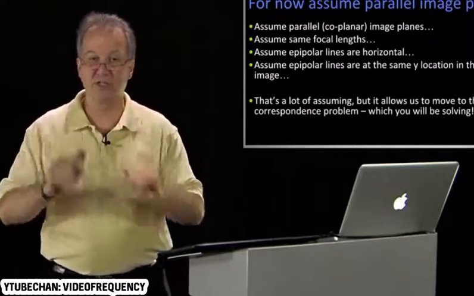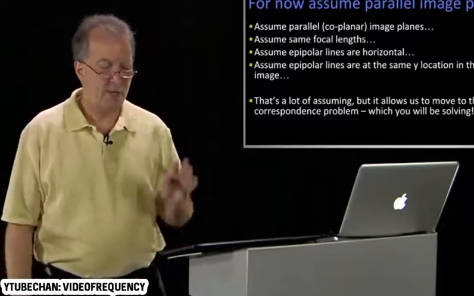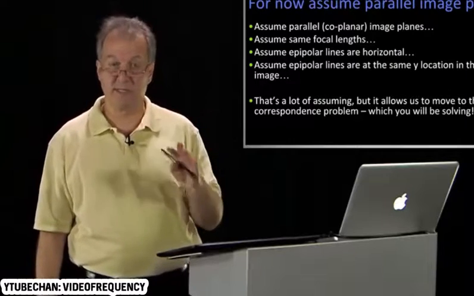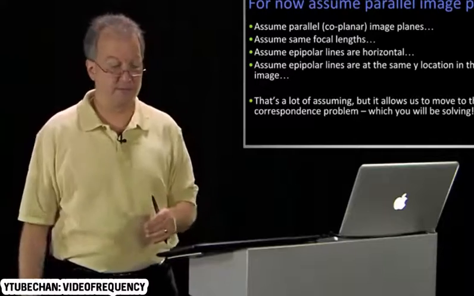Look, that's a lot of assuming, and for real stereo, you wouldn't be able to do that. You'd have to do a rectification of the image first. We'll talk about that a couple of lectures from now. But for now, we'll make these assumptions which will allow us to attack the correspondence problem more easily. And in fact, it's the way you're going to be doing correspondence on the problem sets.